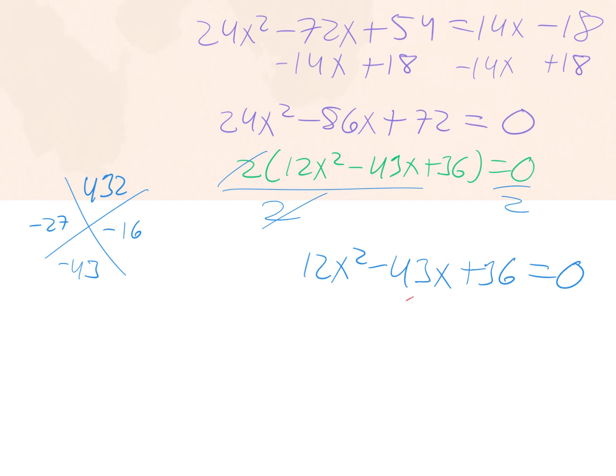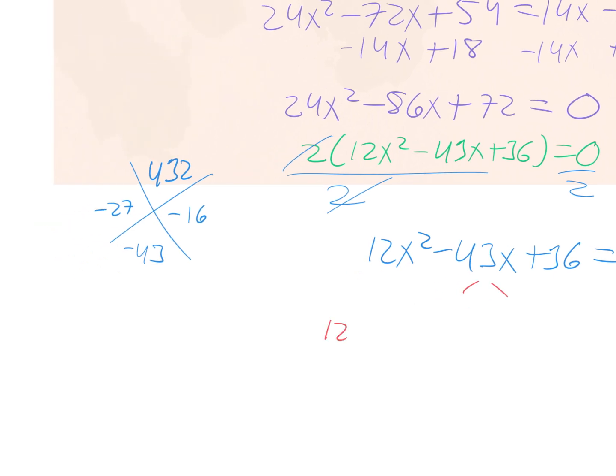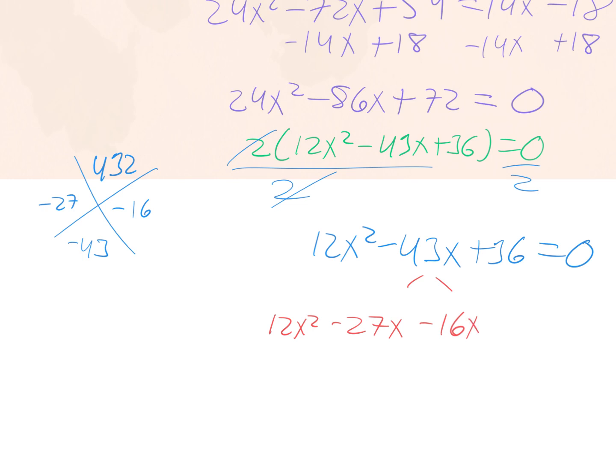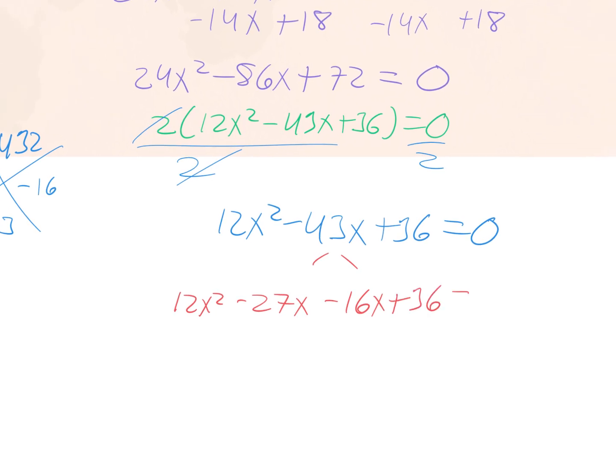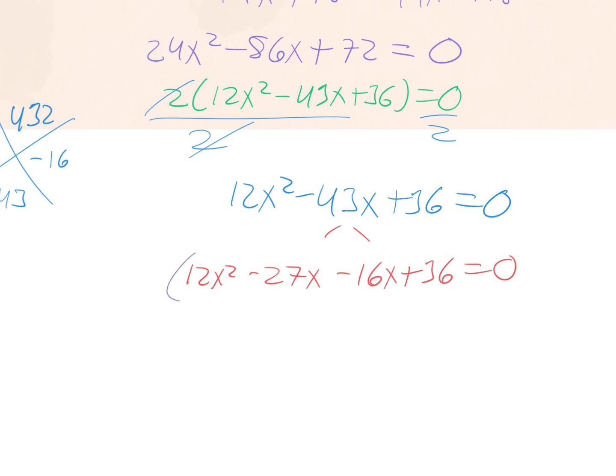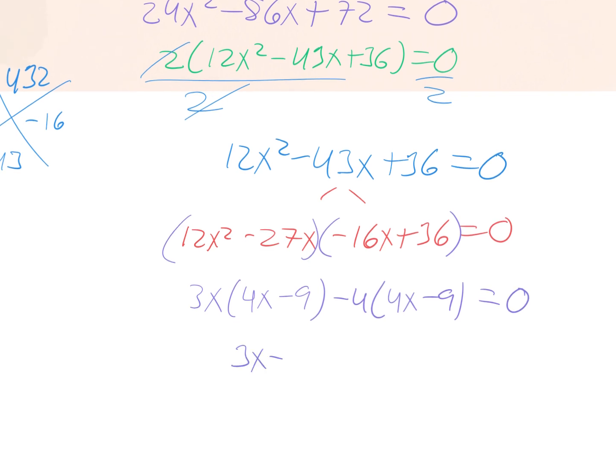So let's split up the middle term and factor by grouping. We get 12x squared minus 27x minus 16x plus 36 equals 0. Group the first two, group the second two, and then from the first one, it looks like you can pull out a 3x. When you pull out a 3x, you're left with 4x minus 9. And from the second group, you can pull out a negative 4, and you're left with 4x minus 9 as well. So we should get (3x minus 4) times (4x minus 9) equals 0.